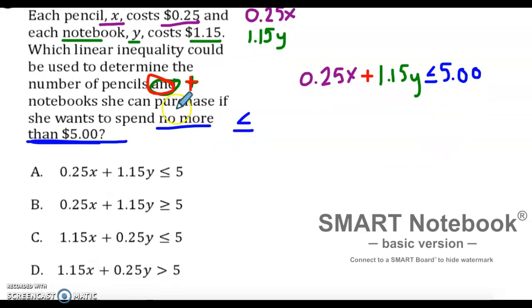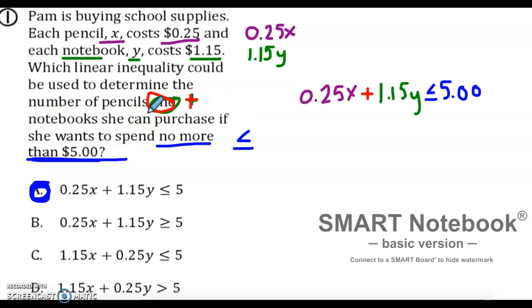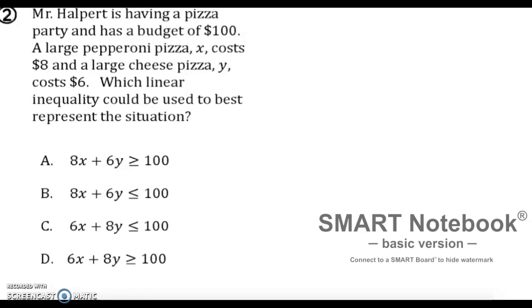And now we just want to see which option here for our multiple choice matches the inequality that we came up with. And it looks like it is letter A. 0.25x plus 1.15y is less than or equal to 5. So that is the inequality we got from taking our situation, reading the word problem, and representing it mathematically using a linear inequality. We're going to do the same thing here with Mr. Halpert and his pizza party.